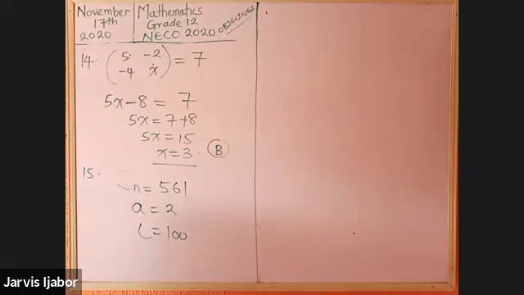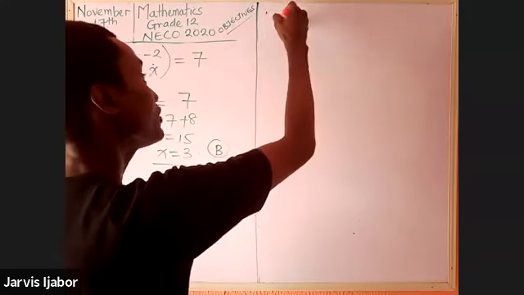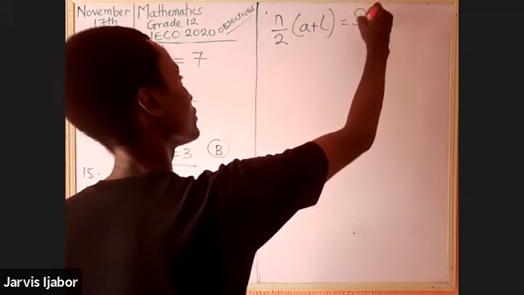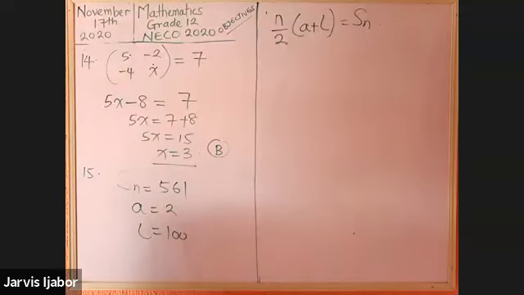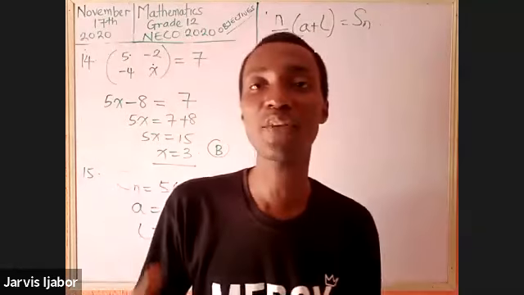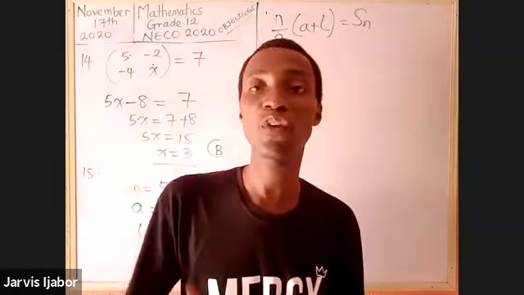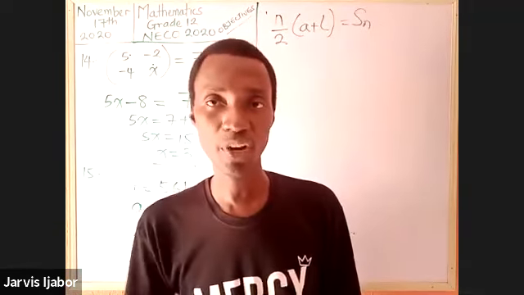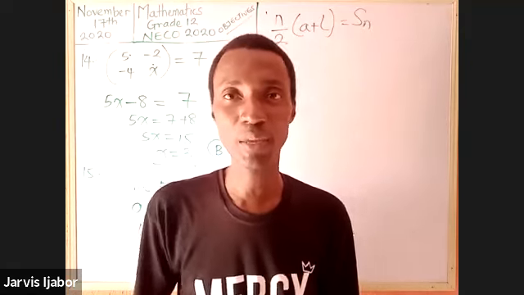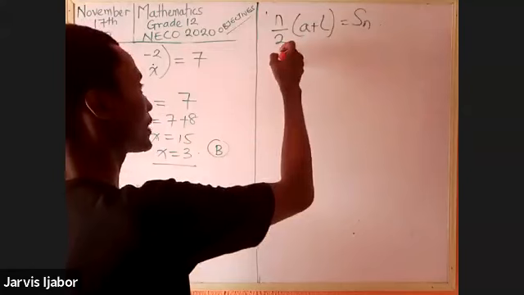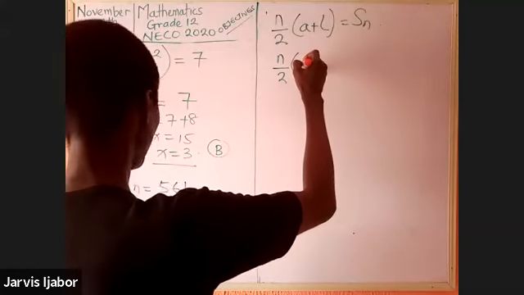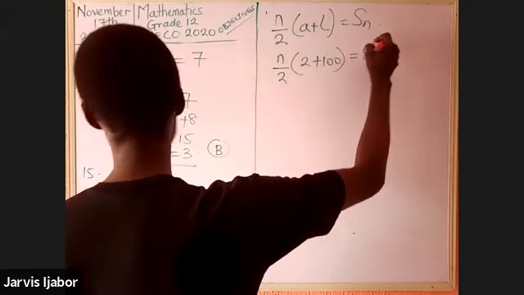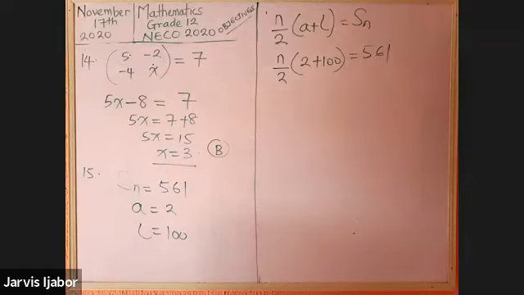Now, there's a formula in AP and GP that says that N over 2 into A plus L is equal to the sum of the terms. And let me shock you. This you can find at the back of your, or in your four-figure table. Towards the last set of pages of your four-figure table, you'll see something where you have progressions. There are formulas there. You can actually look them up there. So with that, this will be N over 2 into 2 plus 100 equal to 561.